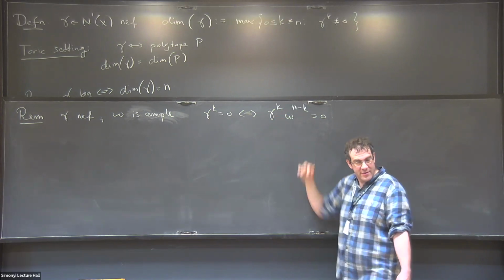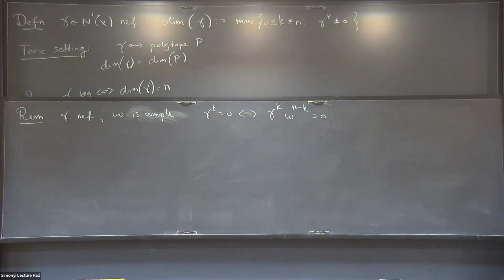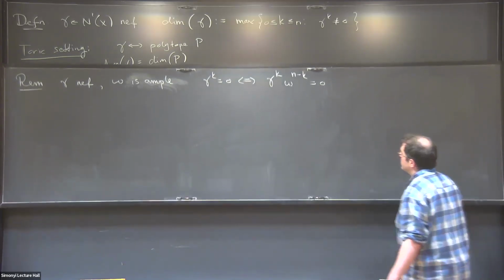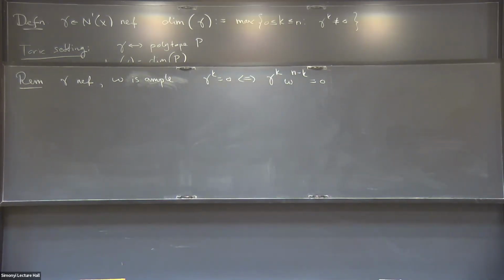But if you want gamma to the k to be 0, you need to multiply it by everything in complementary degree and check it's 0. It's not enough to multiply by divisors. So you probably need an extra argument here, but what you wrote is fine.